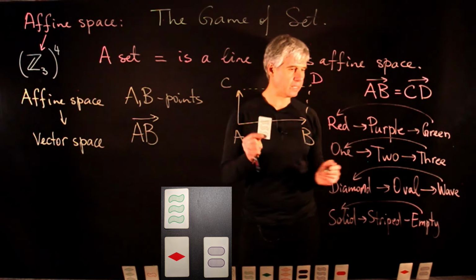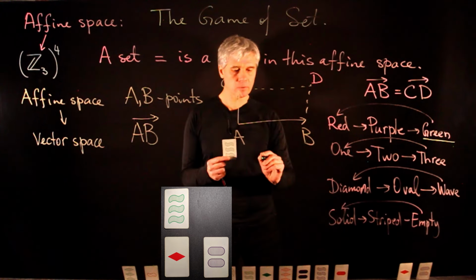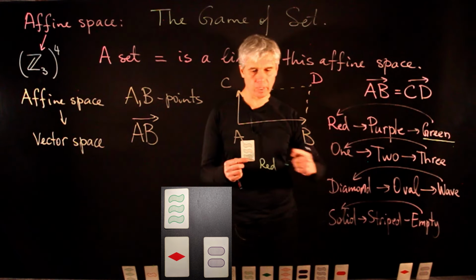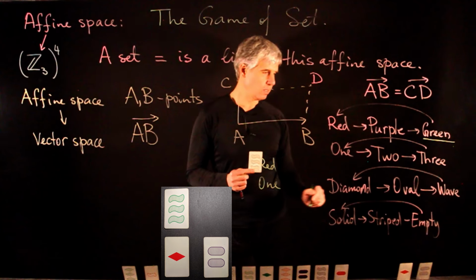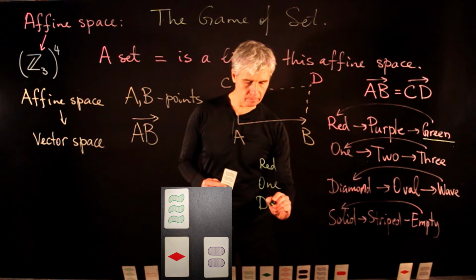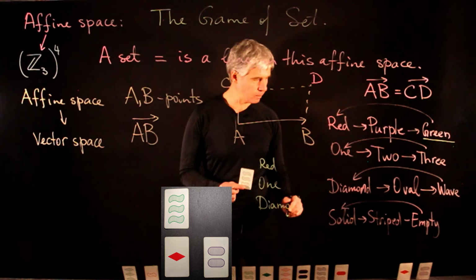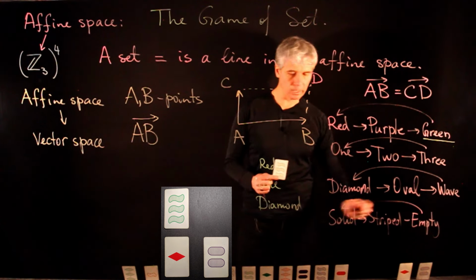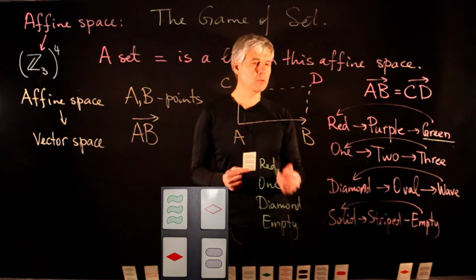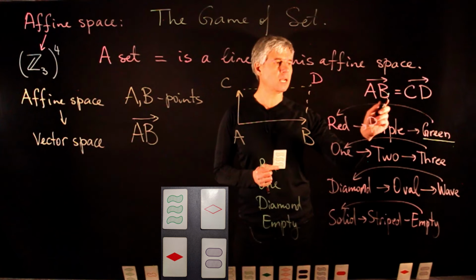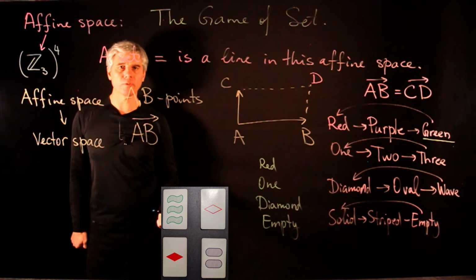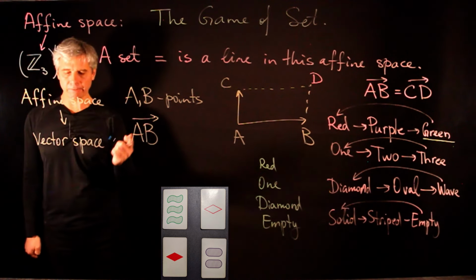This card has green, so when we apply the transformation to it, we obtain red. Here we have 3. When we transform, we get 1. Here we have waves. When we make this transformation, we get diamond. And here we have striped. When we apply this transformation, we get empty. And this gives us the characteristics of the point D such that the vector AB is equal to the vector CD. Now we can see that these 4 cards will form a parallelogram in this affine space.